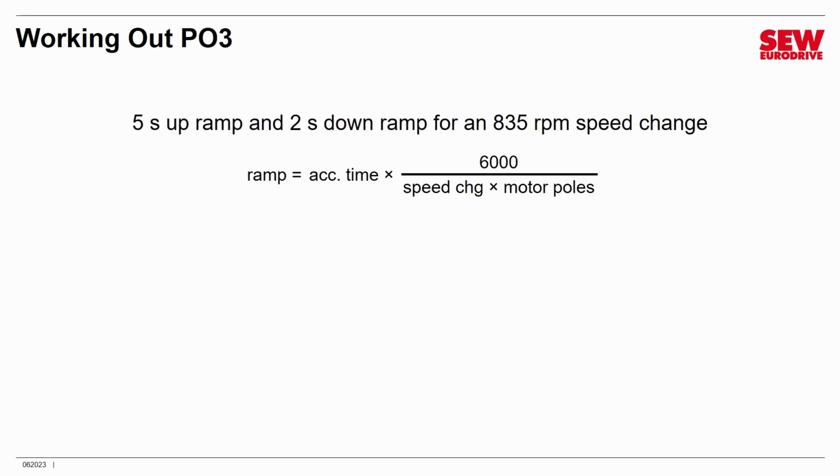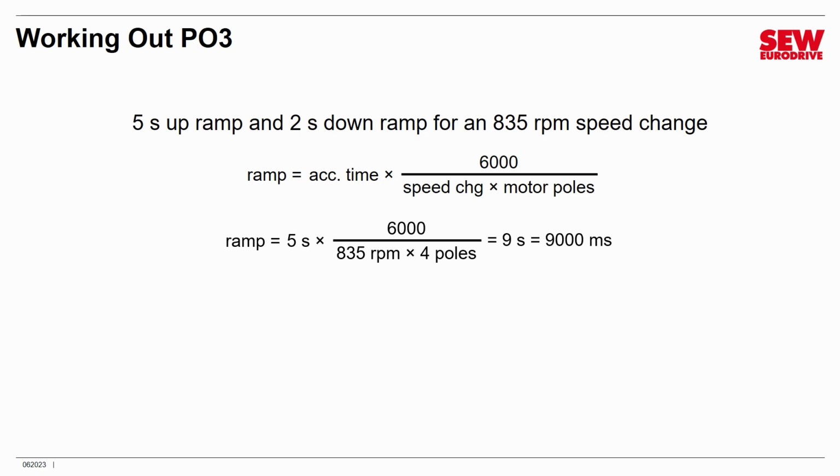We must calculate PO3 for our 2 ramps, 5-second and 2-second. Both of them have an 835 RPM speed change, so we just take our formula here and plug these numbers in. For the 5-second ramp, we take 5 seconds times 6,000 divided by 835 RPM times 4 poles. If you have a motor that has a different number of poles, you'll need to change that, but my motor has 4.